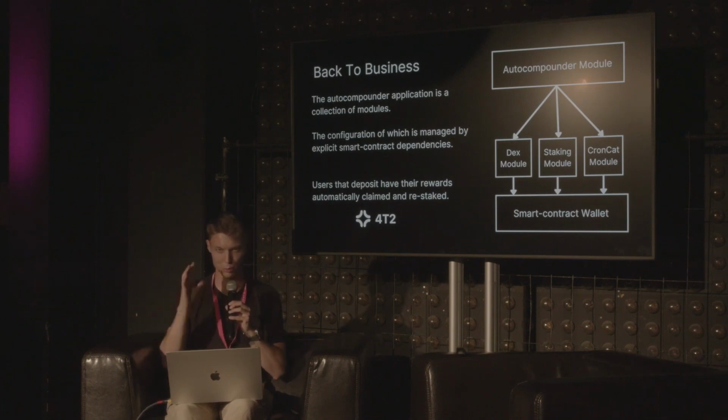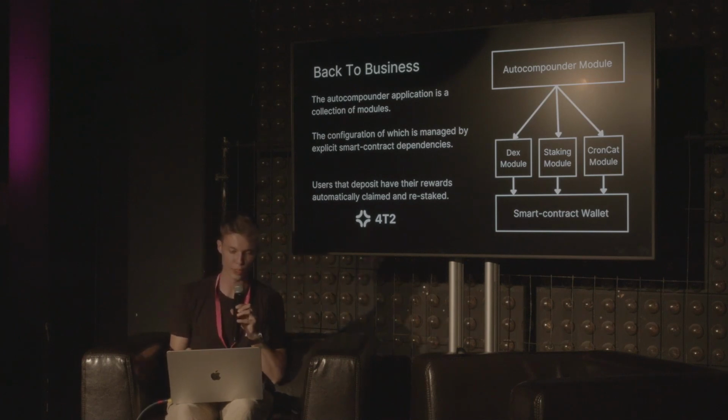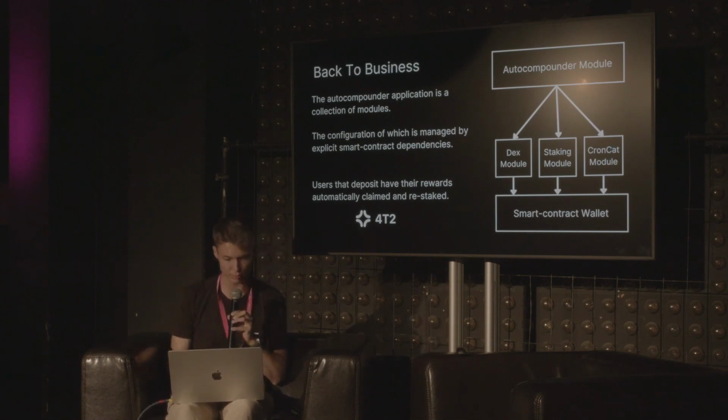So back to business. We were building this auto-compounder module, this auto-compounder application. So if we now think of our application as functional components, we can construct an architecture that uses the different modules to achieve the functionality that we want. So in this case, we have an auto-compounder module that depends on the DEX module for swapping, providing liquidity, withdrawing liquidity. We have a staking module for claiming the rewards, staking and bonding. We have a Croncat module that handles the recurring calls to contracts. So we have our cron jobs.